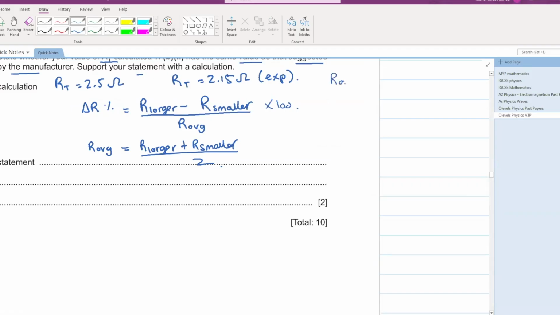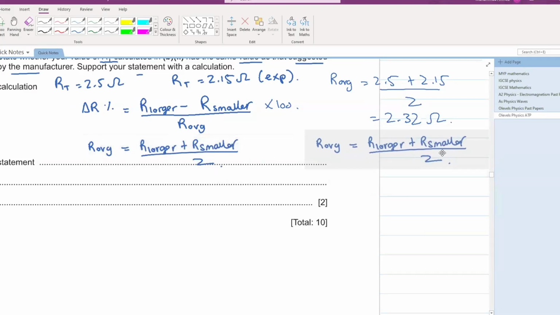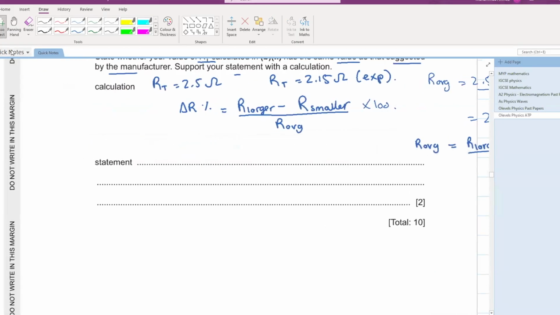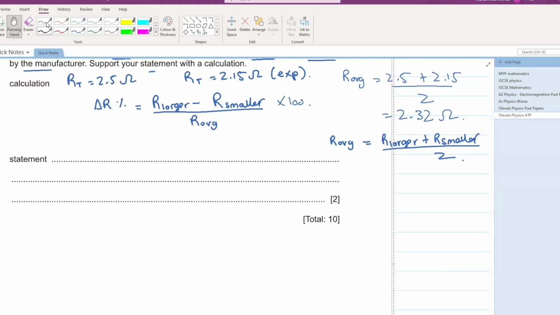So R average will be what? 2.5 plus 2.15 divided by 2. Let's calculate this. This comes out to be 2.325. Our average comes out to be 2.32 ohms. Let's do it till 3 significant figures. Okay, you have your R average out of the way. I have applied this formula. Perfect. Nothing complicated. Now let's calculate the percentage uncertainty in R.